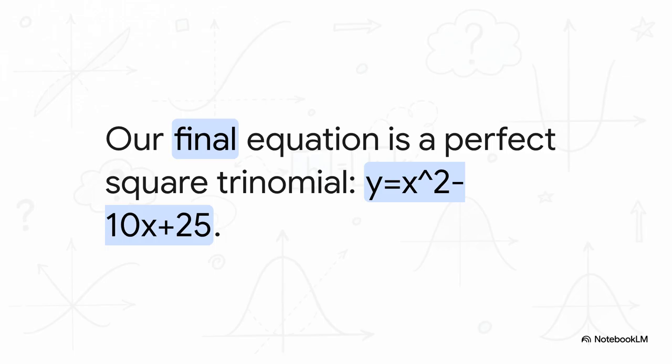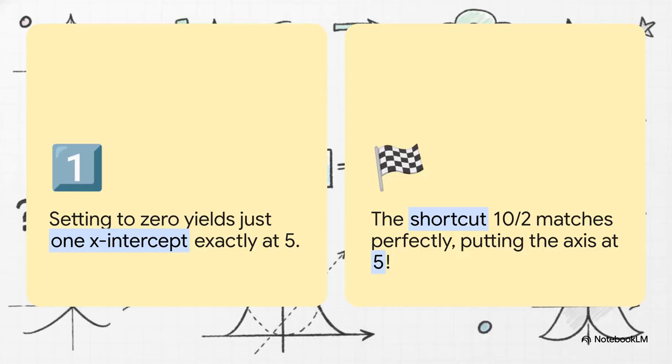When we try to find the x-intercepts here, we realize it actually factors incredibly neatly into identical binomials, x minus 5 times x minus 5. Because setting that to 0 yields just one single intercept right at 5, it means the vertex itself has to be the exact spot where the parabola sort of just kisses the axis. Let's verify it. Deploying our cheat code, we take -10, divide by 2, and what do you know, it matches perfectly, putting our axis of symmetry exactly at 5.